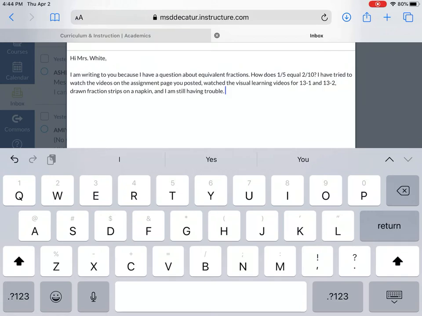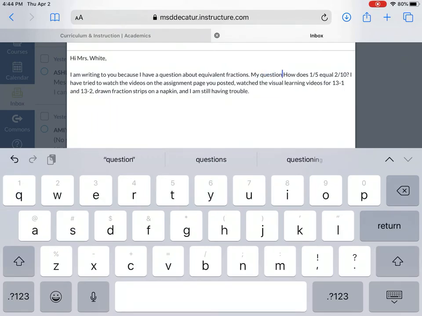White. I am writing to you because I have a question about equivalent fractions. Good, that tells me that you have a question. Tells me that it's about math, not about technology, not about my iPad not working. Tells me that it's about math and specifically about equivalent fractions. Okay, my question is, how does, so I guess I could even add in here, this is me revising or editing, my question is, that would mean I could take off my capital H. My question is, how does 1/5 equal 2/10?